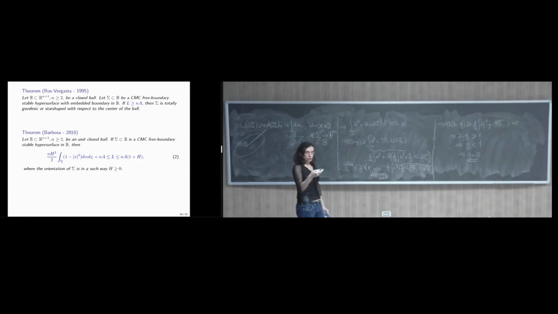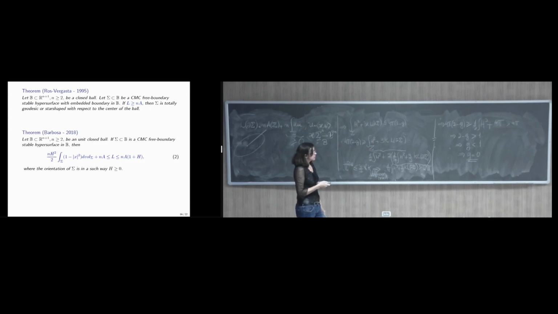In fact, he proved more. He proved that if you have the ball in the Euclidean space with dimension n plus one, and sigma is a CMC hypersurface in the ball, with free boundary, which is stable, then it satisfies this inequality here. In particular, this condition here is always satisfied. So this condition by Ros-Vergasta, you can remove it, and you always have that. And you can also assume that the mean curvature is bigger or equal to zero.